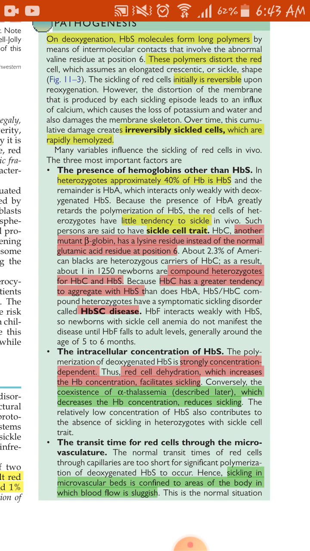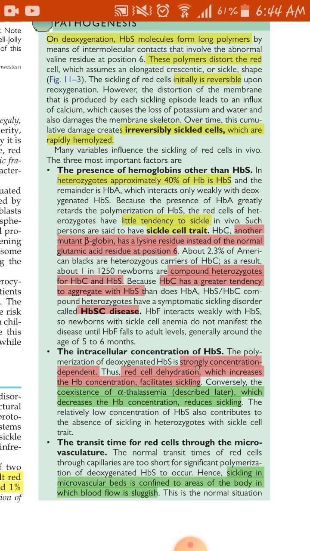Now there is another type of hemoglobin present inside the red blood cells of an adult person, called hemoglobin F, which is present only 1%. This hemoglobin F also has very little tendency or no tendency to form polymers with hemoglobin S. So here we have discussed one factor which can influence the sickling of red blood cells. Next we have intracellular concentration of hemoglobin S. This is another factor.